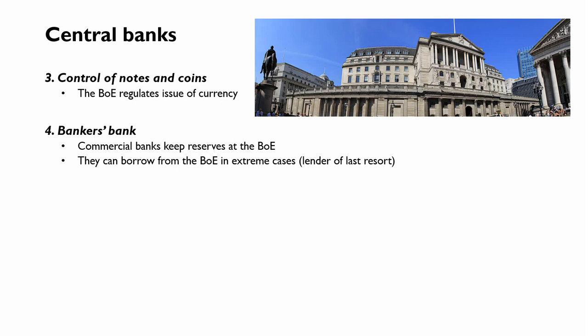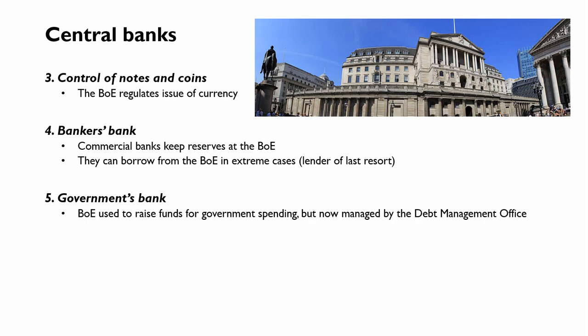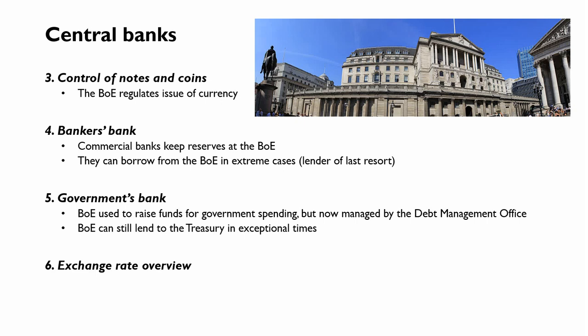In extreme circumstances, they can borrow from the Bank of England, but normally if they need cash short term, they'll borrow from each other. The Bank of England also acts as the government's bank. The Bank of England used to be responsible for dealing with raising funds for government spending, but that's now dealt with separately. But the Bank of England can lend to the Treasury, to the government, in exceptional times. Normally there's a small overdraft function, but in times of crisis, the Bank of England can lend quite substantially to the Treasury. And lastly, the Bank of England is responsible for overviewing the exchange rate. And I say overview here because the UK has a floating exchange rate system. So the Bank of England doesn't directly intervene to manage the exchange rate, but it is responsible for monitoring the exchange rate.